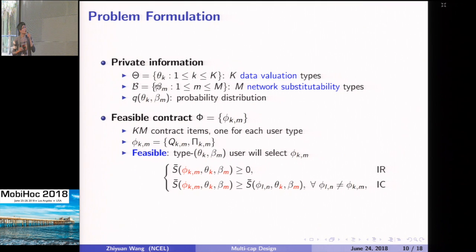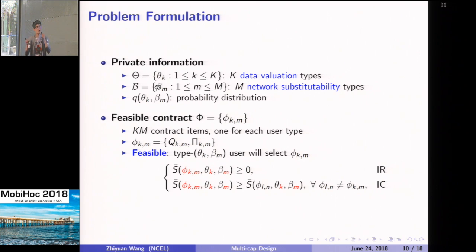To make the contract feasible, we need to guarantee two conditions. First, we should make sure that each type of user can achieve a non-negative payoff by choosing the contract item designed for himself, which corresponds to the individual rationality constraint. And we also need to guarantee that each type of user can achieve the maximal utility by choosing the contract designed for him, which corresponds to the incentive compatibility.